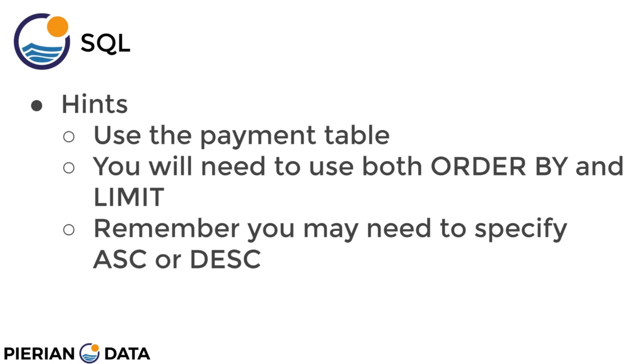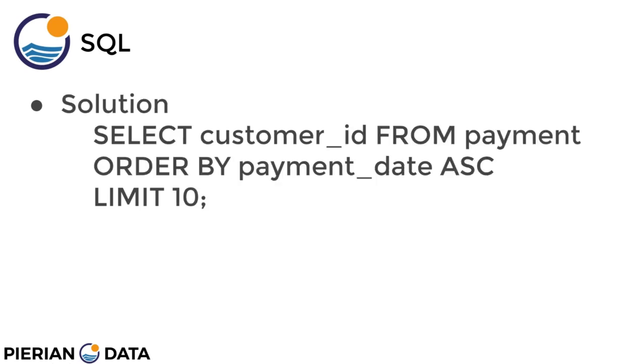Here comes the solution. The solution is to select the customer ID column from the payment table, and then order by payment date in ascending order. If you want, you can just leave the ascending out of it because that is the default. And then the limit is 10.